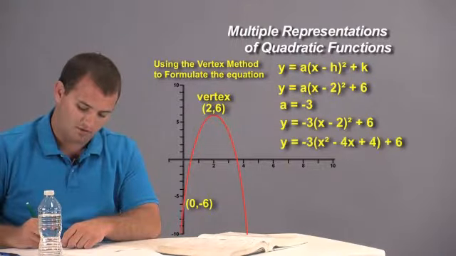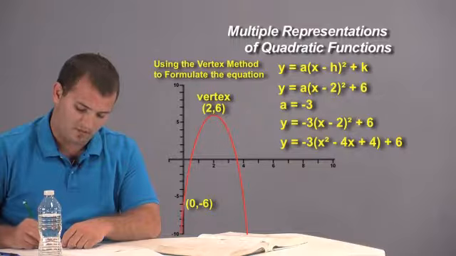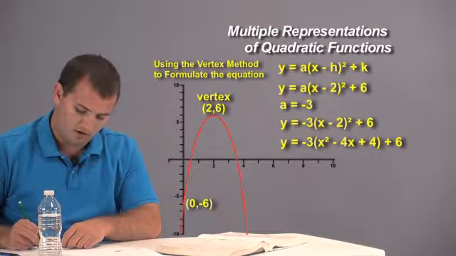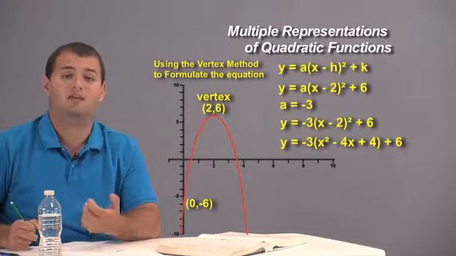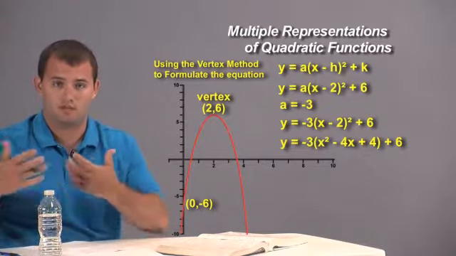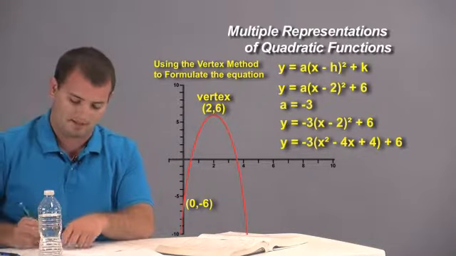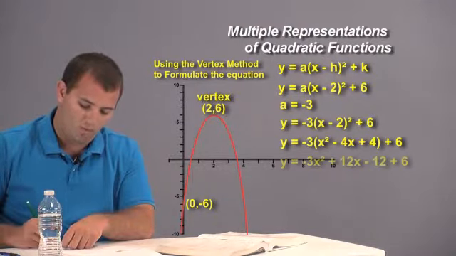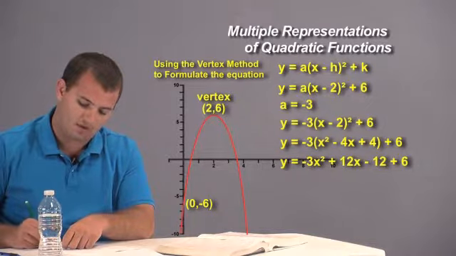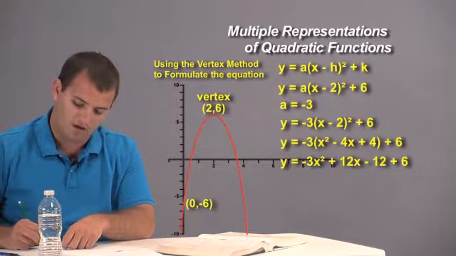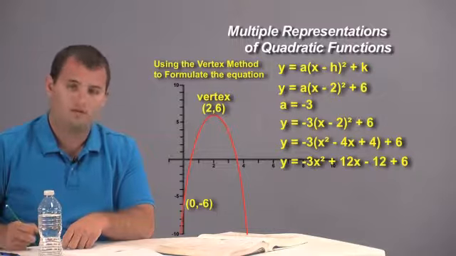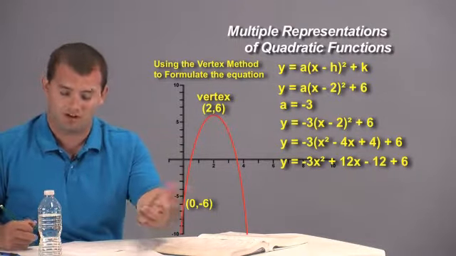So I have y is equal to negative 3 times (x squared minus 4x plus 4) plus 6. Now I need to distribute the negative 3 into that parentheses, into that quadratic that's sitting in there. So it will become y is equal to negative 3x squared plus 12x minus 12, and then we have our plus 6 who's tagging along for the show.